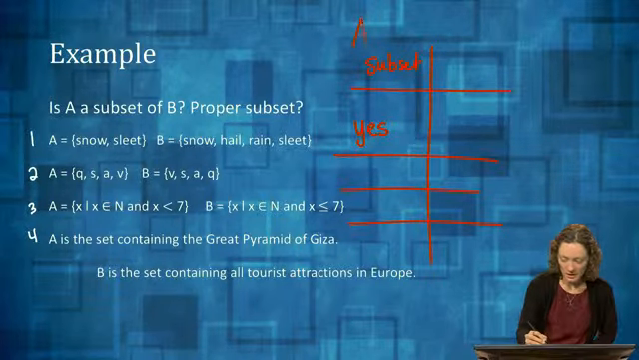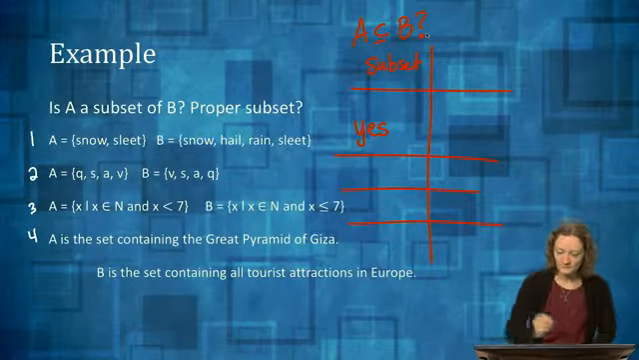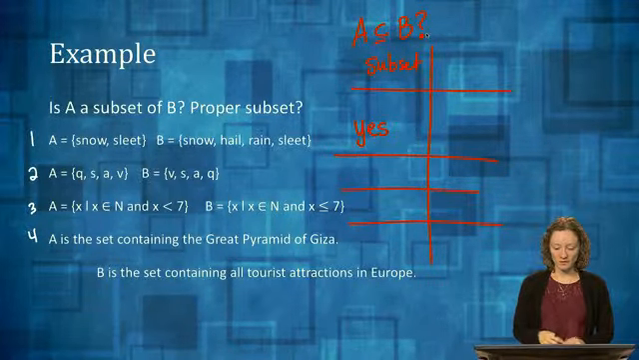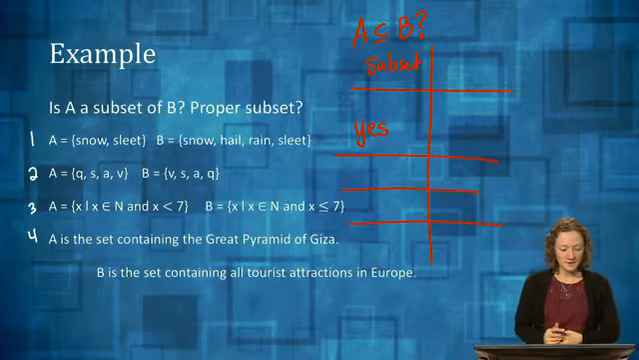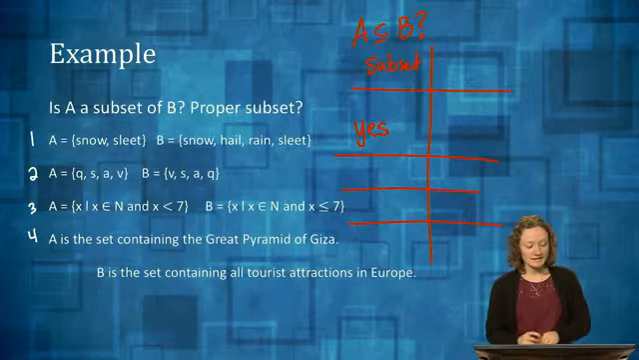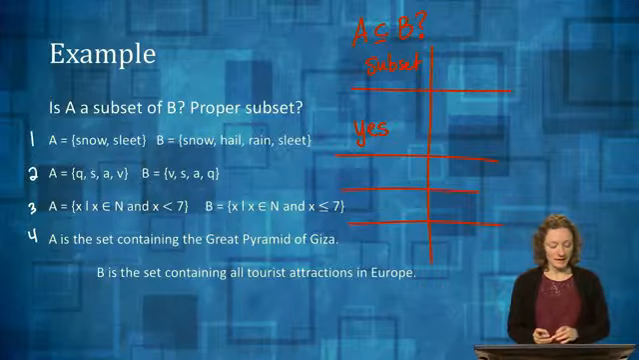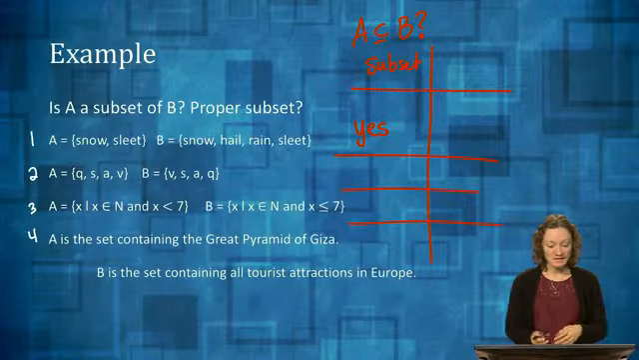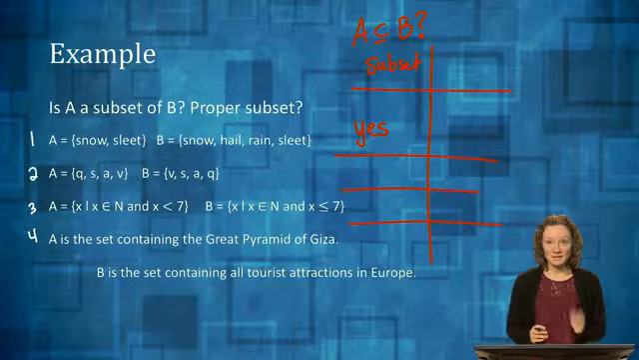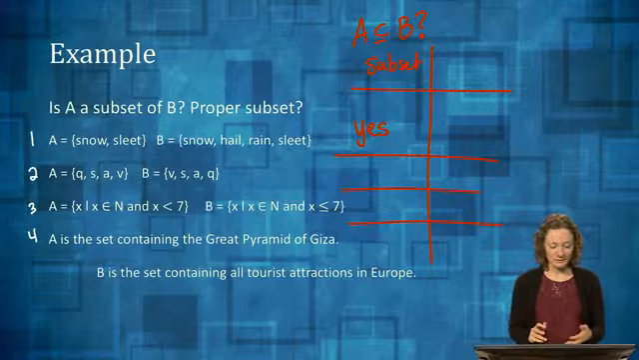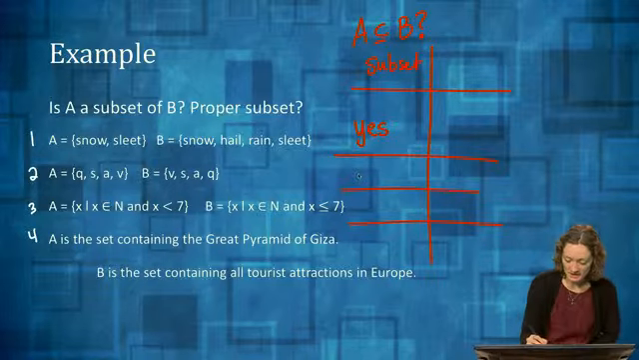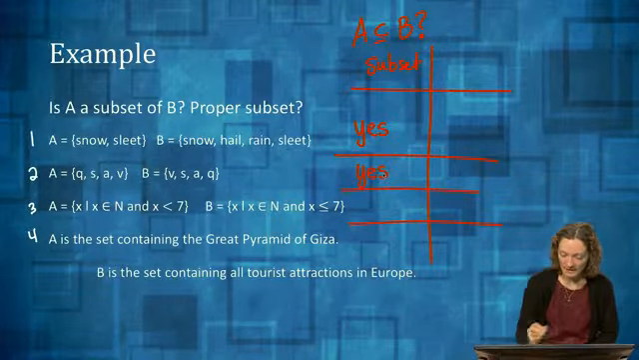The question here is, is A a subset of B? And for the first one, it is. For the second one, set A contains the elements Q, S, A, and V. Set B contains the elements V, S, A, and Q. For A to be a subset of B, all elements of A have to also be elements of B. And again, in this case, they are. So A is again a subset of B.